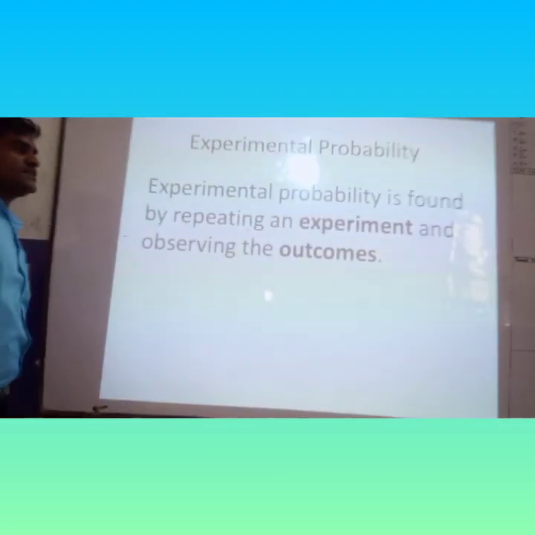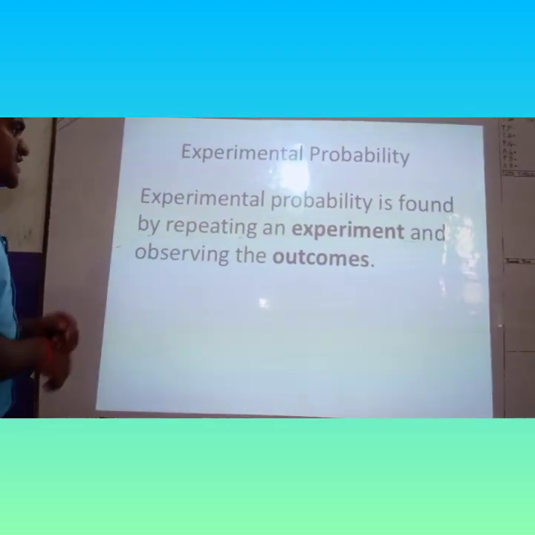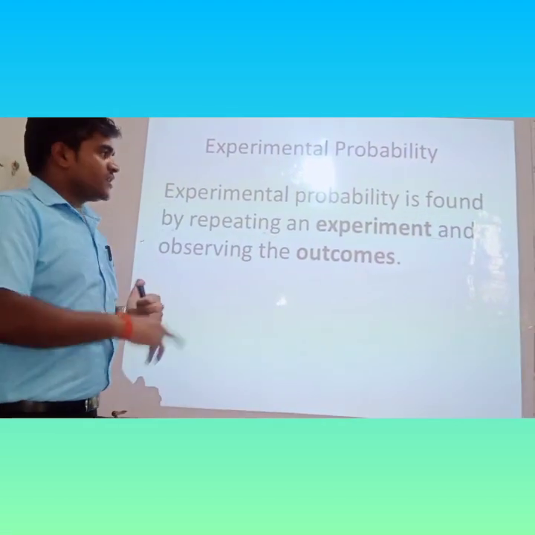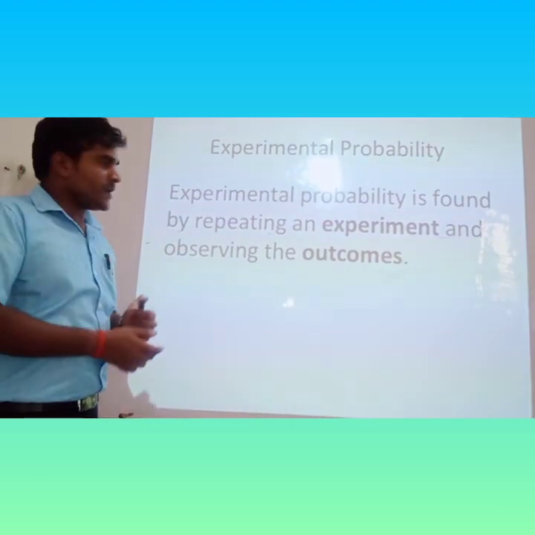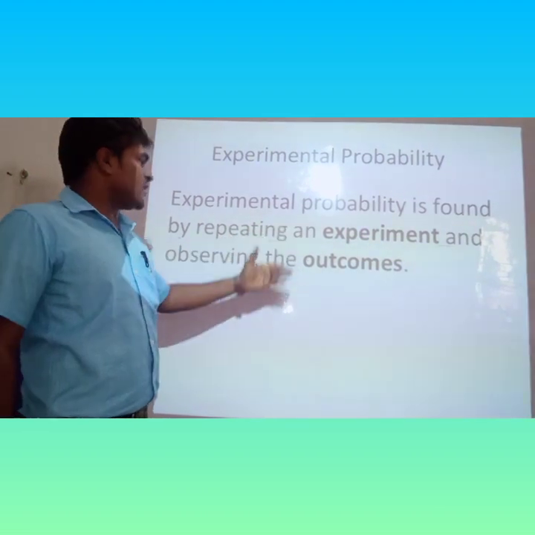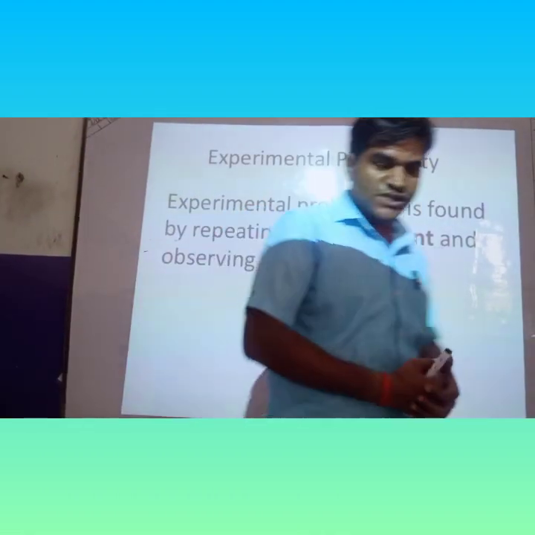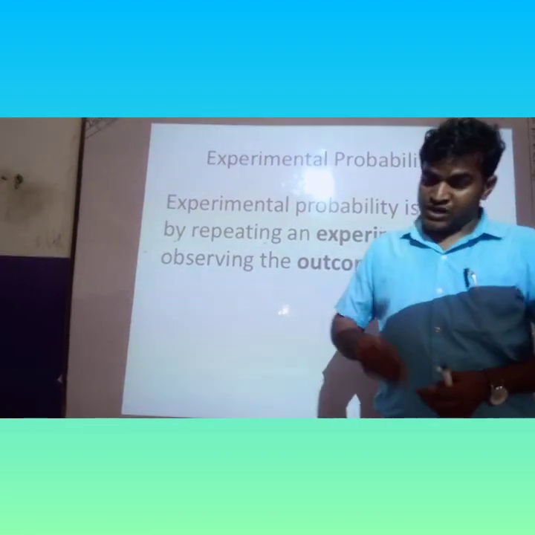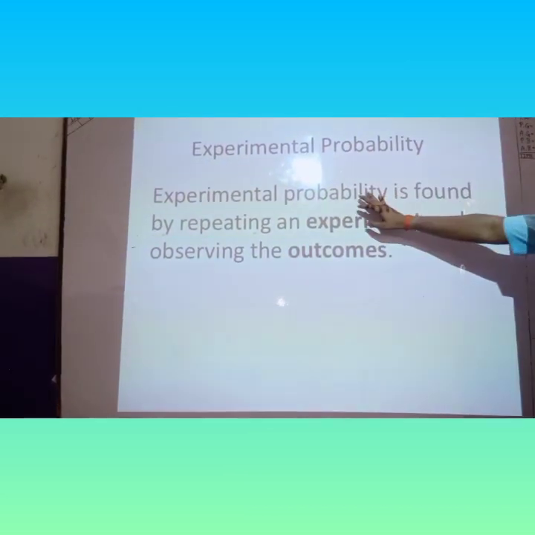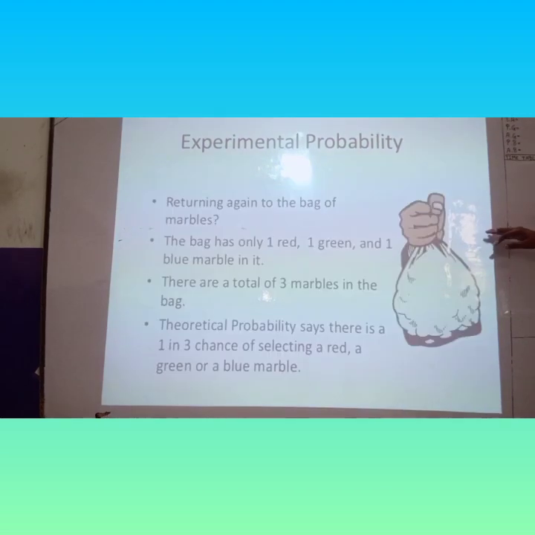So how do we find the experimental probability? As we know, experimental means we will find the probability by experiment. Experimental probability is found by repeating an experiment and observing the outcomes. So when we do the experiment, surely we will observe the outcomes. So let's see an example of experimental probability.